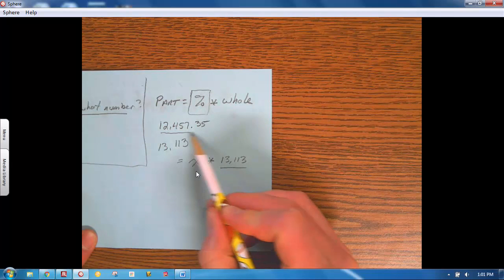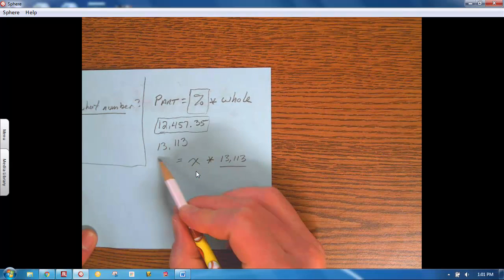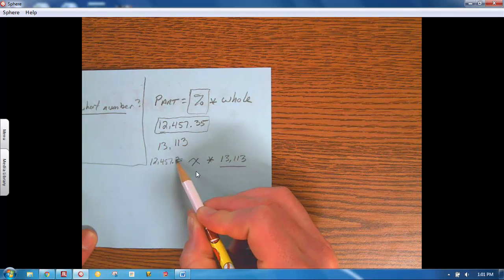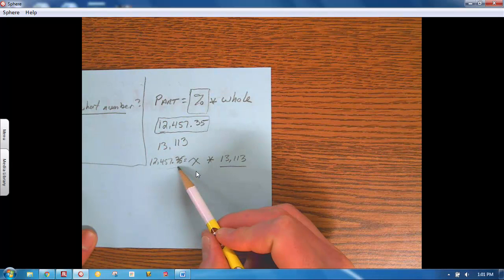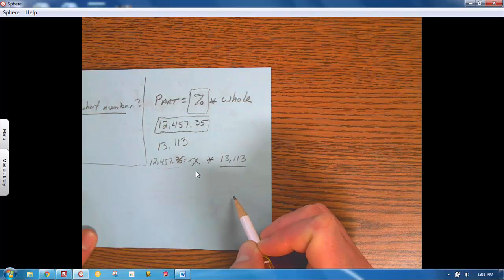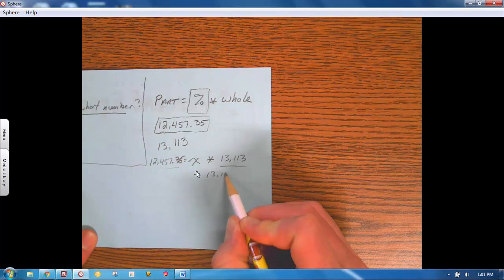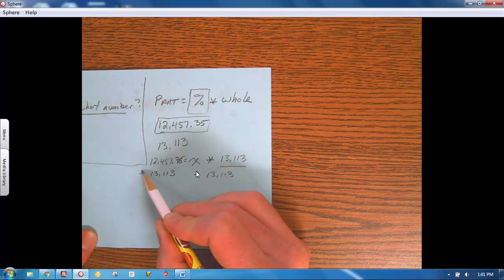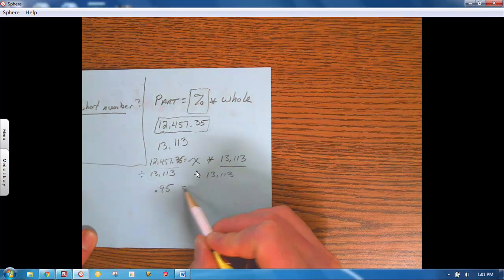And the part, according to the story problem, the part there, 12,457. This is what's used to make orange juice. This is the total that was harvested. Okay, so then we are going to divide both sides by 13,113. It's going to get us somewhere around 0.95.